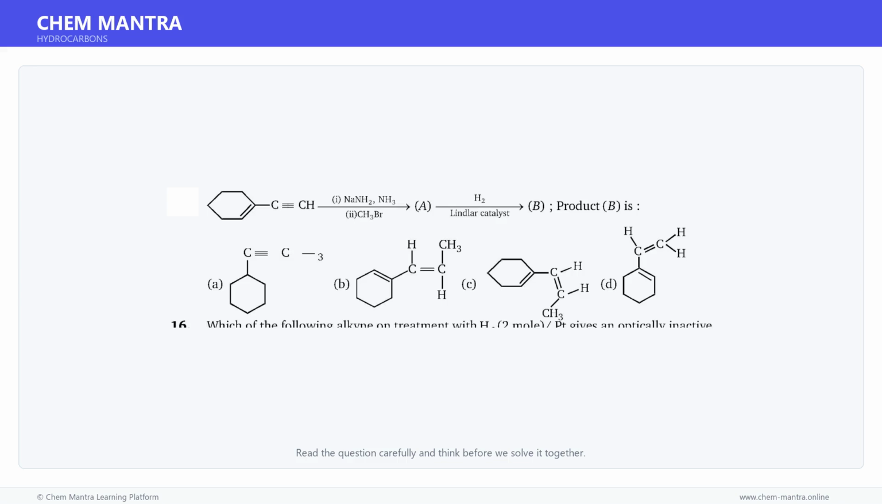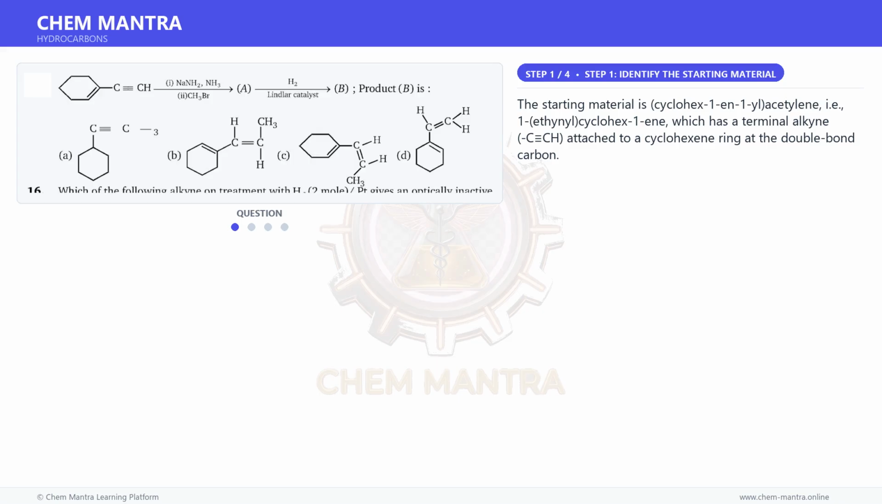Here is a question. Read it carefully and think about the answer. Let us solve it step by step. Let us begin solving this step by step. The starting material is 1-ethynylcyclohex-1-ene, which has a terminal alkyne, C≡CH, attached to a cyclohexene ring at the double bond carbon.